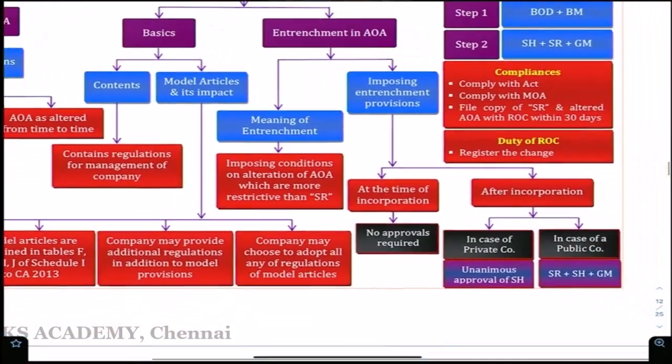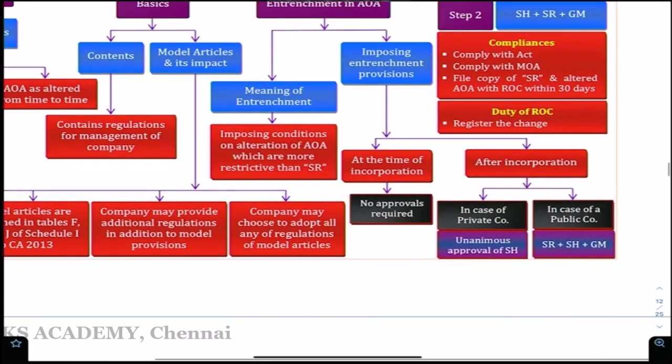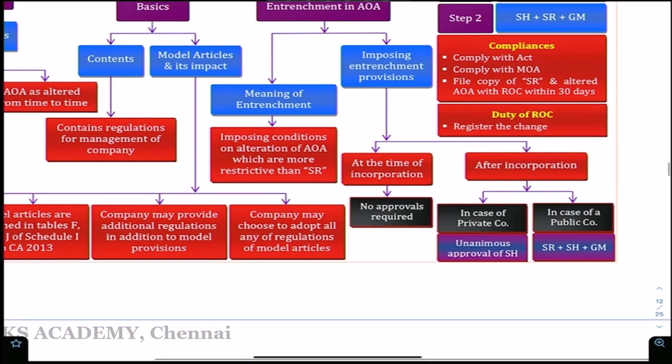Completed. Next, entrenchment of AOA. You people only should tell me. Entrenchment means imposing restrictions or removing the existing restrictions. First question number 1. I want to impose restrictions. How you can impose the restrictions? By passing a unanimous approval in case of a private company, by passing a special resolution in case of a public company. Permission will be given to entrench.